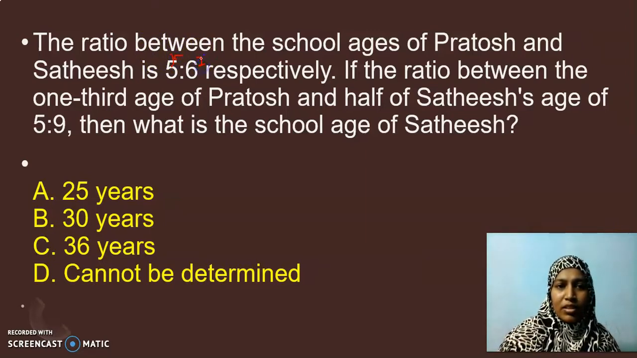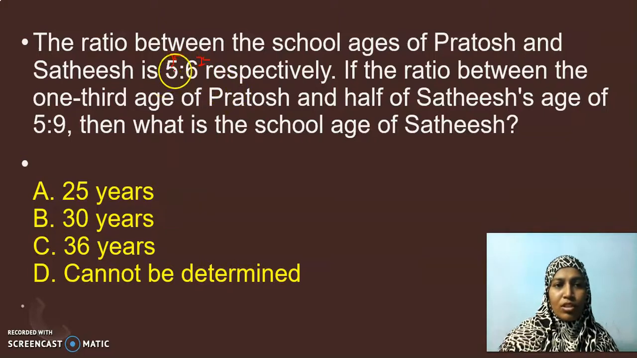No doubt in that, isn't it? If the ratio between 1/3 of Pratosh and half of Satish's age. This is Pratosh and this is Satish. First one is Pratosh. So 1/3 of Pratosh is 5x, and half of Satish's age. What is Satish's age? 6x, isn't it? Up to this you will not have doubt.